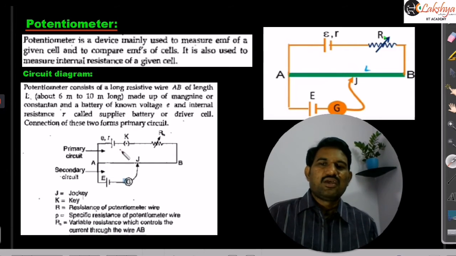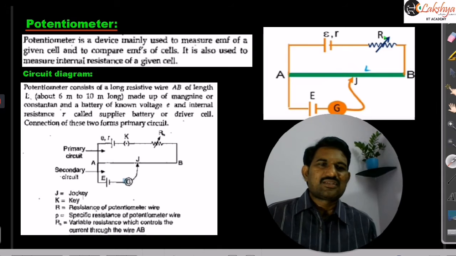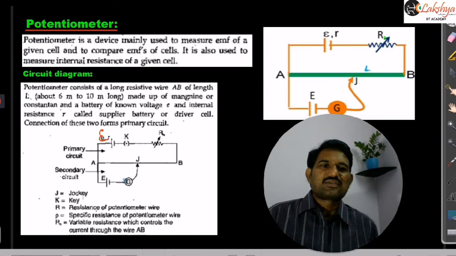Then in this series, we take the EMF of the cell as E. This first part of the circuit is called the primary circuit. So this part of the circuit is called the primary circuit.